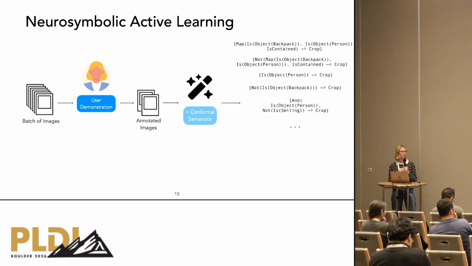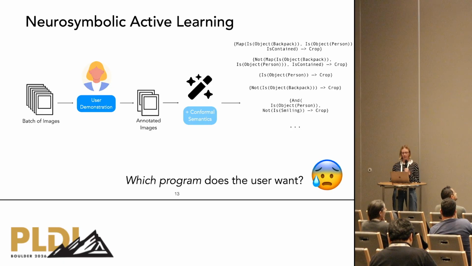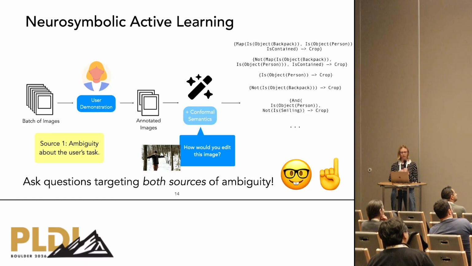When using conformal semantics, active learning becomes even more critical because the flexibility of returning a set of outputs can lead to an explosion in the number of potential solutions. A neurosymbolic synthesis problem can admit an intractable number of programs consistent with the conformal semantics.